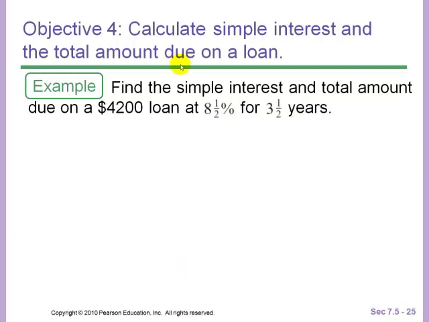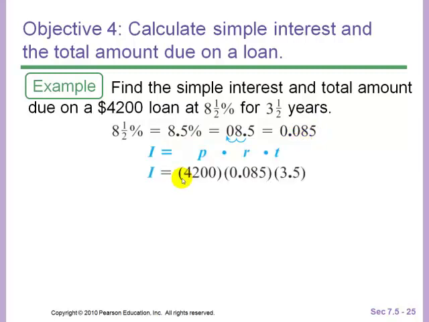Another example. Find the simple interest and total amount due on a $4,200 loan at 8.5% interest for 3.5 years. Notice the word interest wasn't actually here, I added it. It's assumed when you see something like 8.5% that that's the interest rate. Again, we're going to have to convert 8.5 to a percent and then convert that to the decimal 0.085. Plug that into our formula.